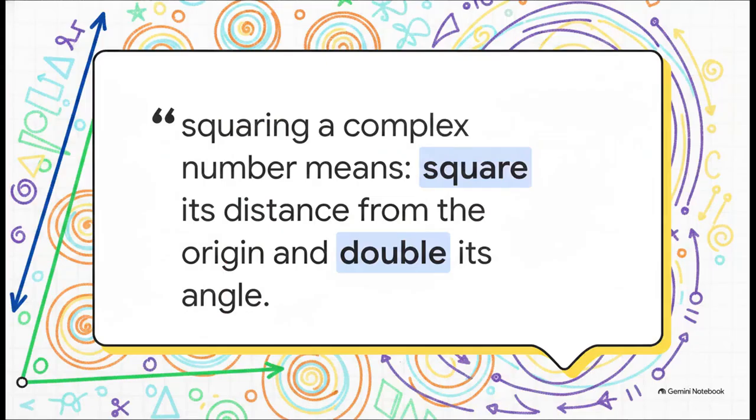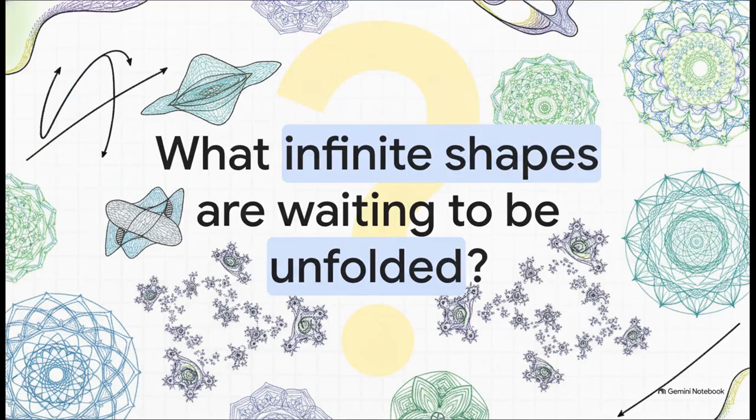I actually want to highlight a quote directly from our source material because it really hits the nail on the head for everything we've talked about. Squaring a complex number means square its distance from the origin and double its angle. That geometric idea is the bridge to the much deeper subject of complex analysis. By deeply visualizing this one single geometric action, you've essentially unlocked the doorway to the entire beautiful field of complex math.